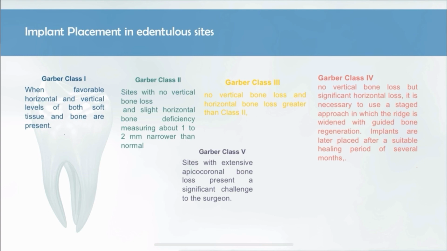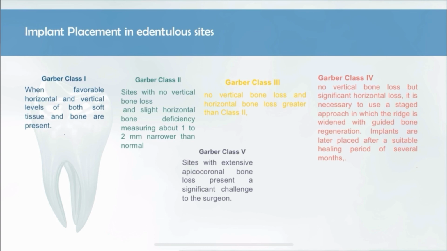Garber Class 1 is when we have favorable horizontal and vertical levels of both soft and hard tissue available. The ideal implant positioning is a straightforward procedure. Garber Class 2 has no vertical bone loss and a slight horizontal bone deficiency, measuring 1 to 2 mm narrower than normal. Garber Class 3 is in sites with no vertical bony loss, and the horizontal bone loss is greater than Class 2. Guided bone regeneration is necessary in these procedures.